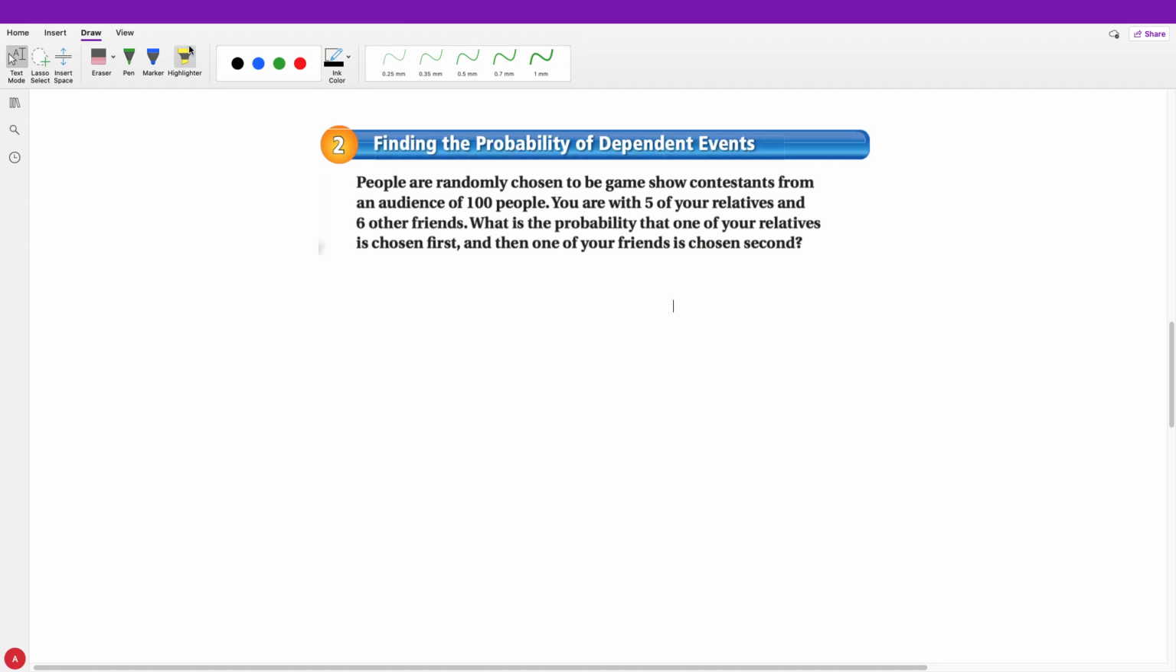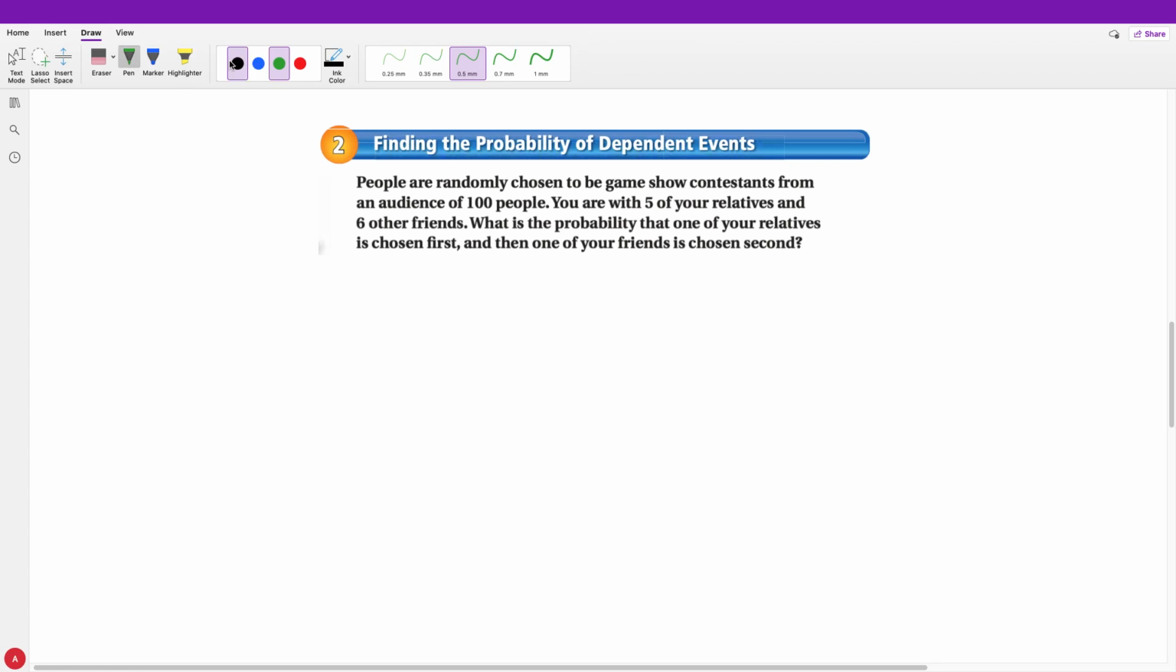All right, so now, this is a dependent event because when someone is selected, that person isn't going back into the audience. They're now part of the game show. So they're removed from the 100 people in the audience. So that audience will narrow down to 99 after that first person is selected. You're not selected to be part of the game and then go right back and wait for the very next one. So you are not part of the next group of people that are selected.